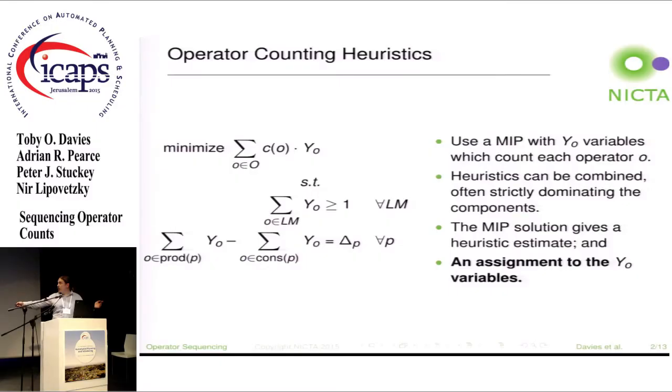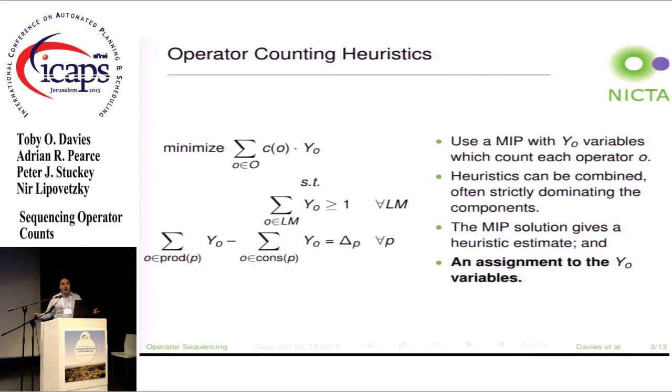which say the sum over all the operators in the landmark has to be more than 1 for every landmark that you know about, and flow conservation constraints, which basically say that the number of times that you produce something, subtract the number of times you consume something, has to be within some range based on whether it's in the initial state or the goal state or not.